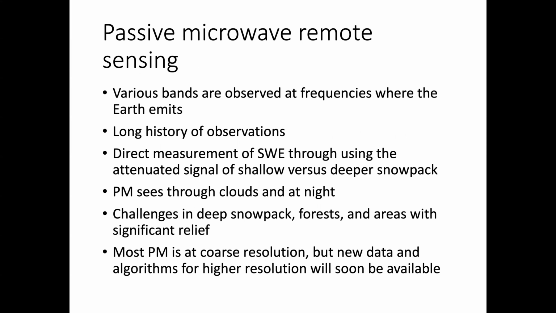For passive microwave, various bands are observed at frequencies where the Earth emits. There's a long history of observations, and direct measurement of SWE through the attenuated signal of the shallow versus deeper snowpack is possible. Passive microwave also sees through clouds and at night. There are still challenges in deep snowpack, forests, and areas with significant relief. Most passive microwave data is at a coarse resolution, but new data and algorithms for higher resolution will soon be available.